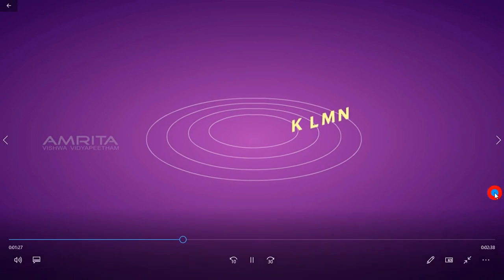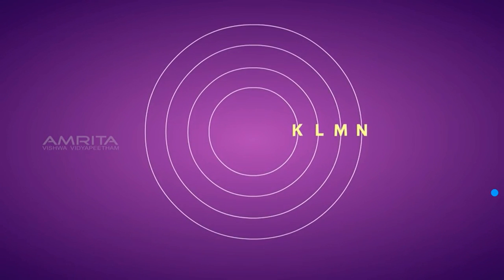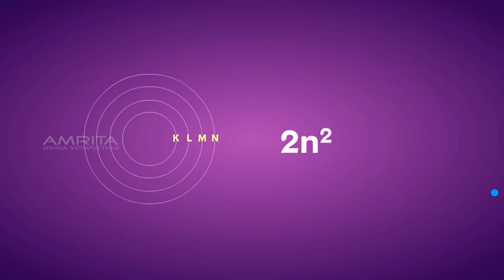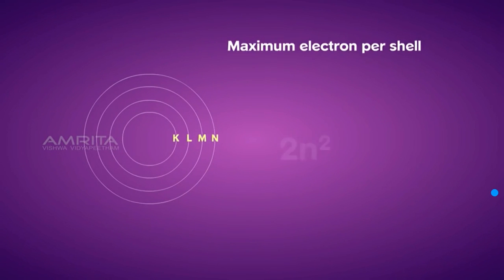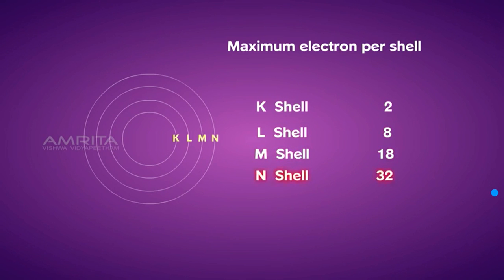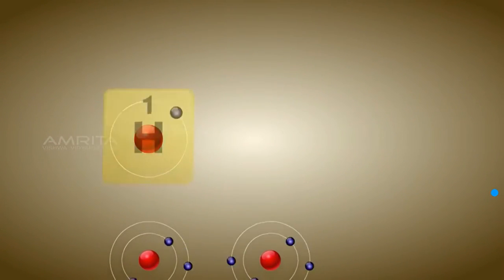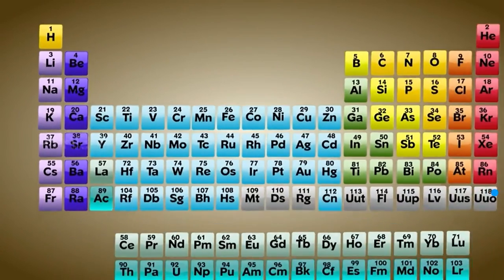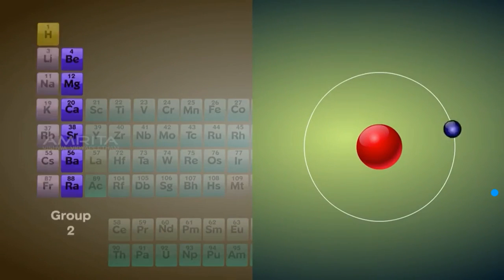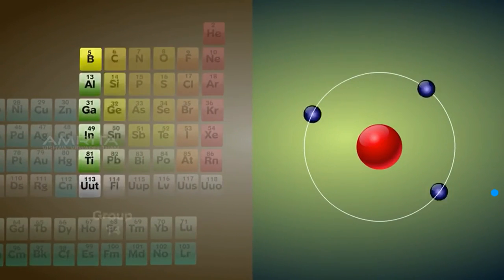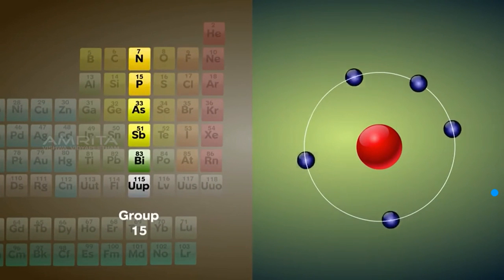The maximum number of electrons that can be accommodated in a particular orbit is 2n², where n is the number of the orbit. Thus, the K shell would have 2 electrons, the L shell would have 8 electrons, the M shell would have 18 electrons, and the N shell would have 32 electrons, and so on. That said, what does this model next propose? It next proposes that the maximum number of electrons that can be accommodated in the outermost level is 8.